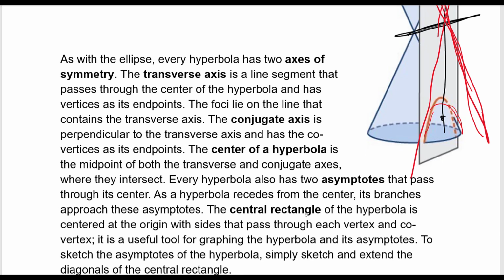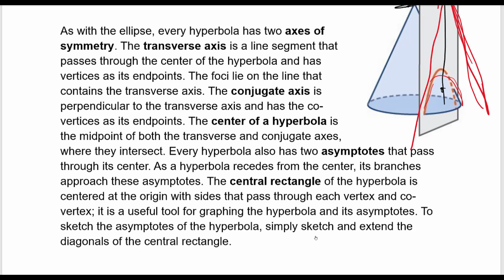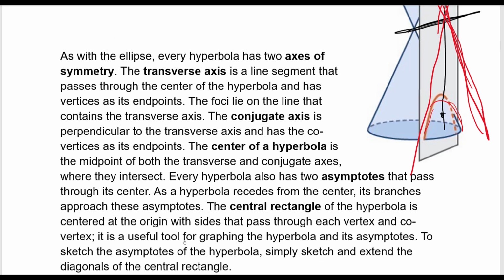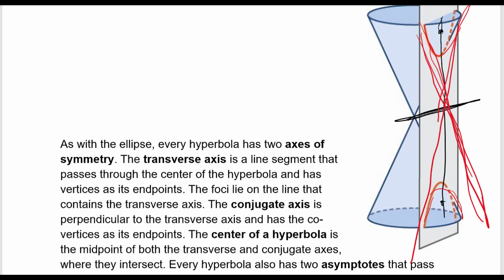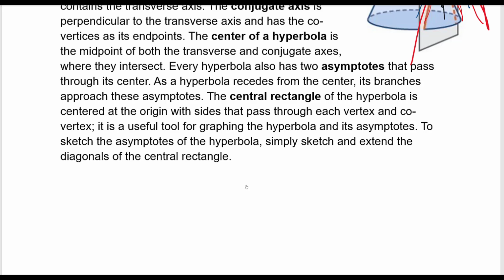The central rectangle of the hyperbola is centered at the origin with sides that pass through each vertex and co-vertex. It is a useful tool in graphing the hyperbola and its asymptotes. To sketch the asymptotes of the hyperbola, simply sketch and extend the diagonals. So what we'd be looking for essentially is creating these rectangles. And the diagonals of the rectangles would be these asymptotes. So that's a pretty messy drawing.